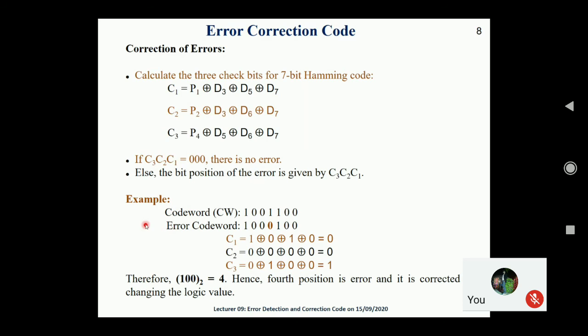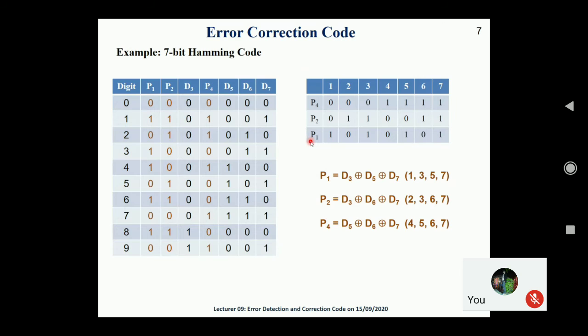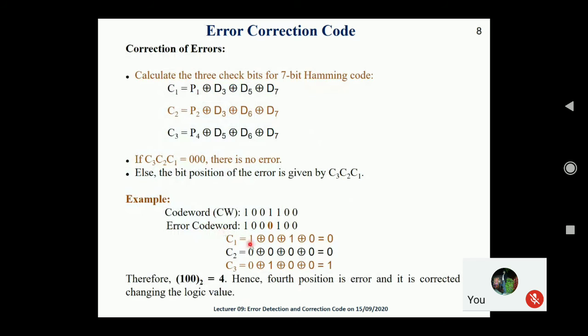Suppose we take one example. Suppose this is the code word, a single-bit code because only one bit is set. This is the correct code word, and this is the error code word. Why are we considering the error code word? Because in this code word, a 1 has moved to 0. Now, if we apply this concept, how can we find the error?